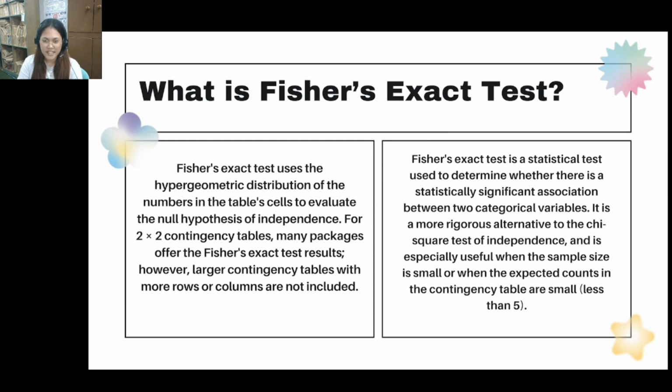So Fisher's exact test is a statistical test used to determine whether there is a statistically significant association between two categorical variables. Also, it is a more rigorous alternative to the chi-square test of independence, and especially useful when the sample size is small or when the expected counts in the contingency tables are small, which is less than 5.